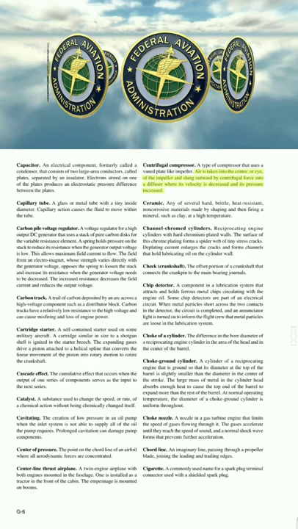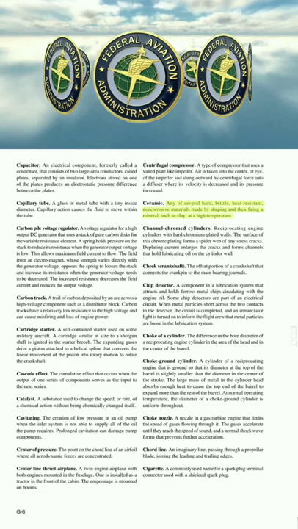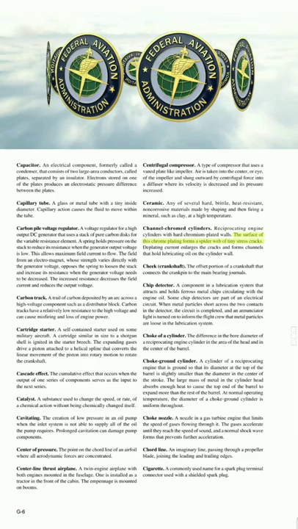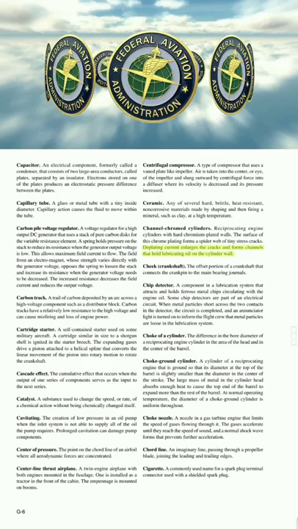Ceramic. Any of several hard, brittle, heat-resistant, non-corrosive materials made by shaping and then firing a mineral, such as clay, at a high temperature. Channel chrome cylinders. Reciprocating engine cylinders with hard chromium-plated walls. The surface of this chrome plating forms a spider web of tiny stress cracks. Deplating current enlarges the cracks and forms channels that hold lubricating oil on the cylinder wall.